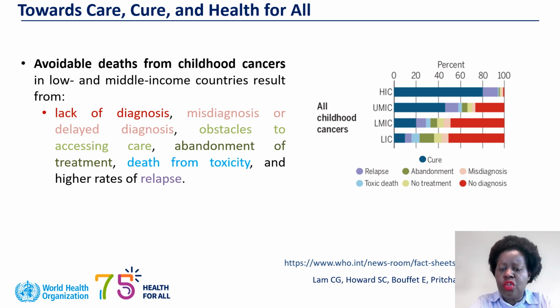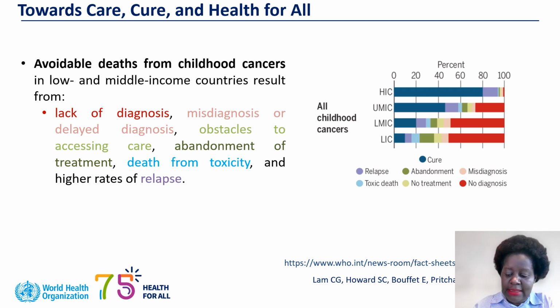If you look at the low income countries first, you see that over 50% of the deaths are due to no diagnosis. About 5 to 10% of the deaths are because of misdiagnosis. And a quite small proportion of children, less than 10%, are actually being cured of childhood cancer, given the background I have given, survival rates of only about 20%.